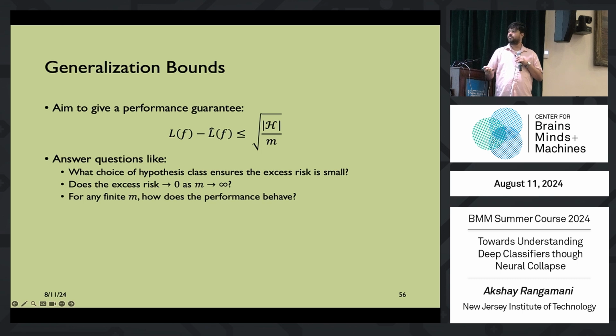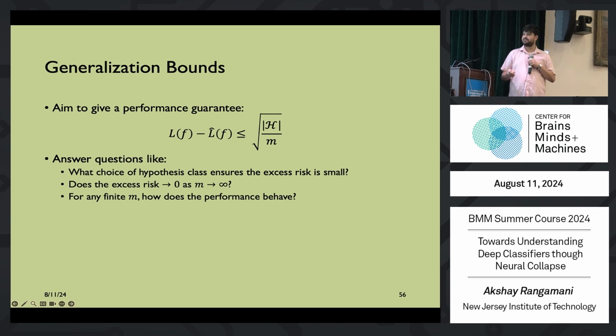So hopefully, using this formula, you can say something like, if I want to improve the loss by 10%, I need to go out and collect 100 more samples. So that's the idea behind trying to give generalization bounds like this.